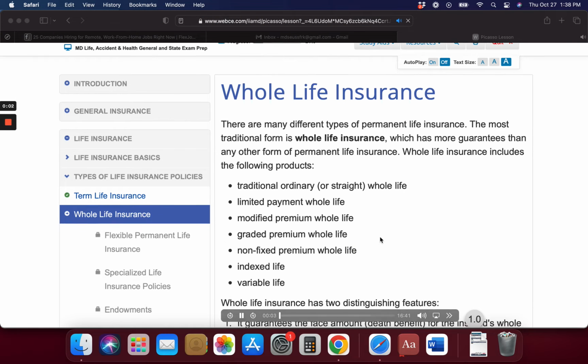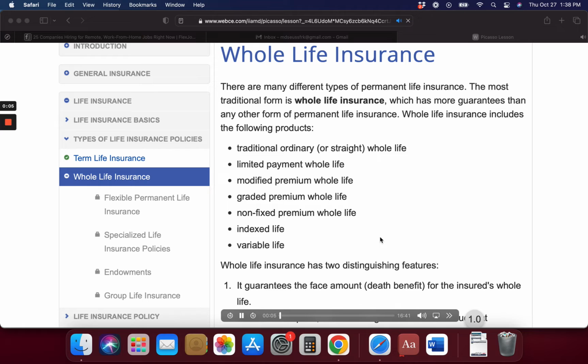There are many different types of permanent life insurance. The most traditional form is whole life insurance, which has more guarantees than any other form of permanent life insurance. Whole life insurance includes the following products: traditional ordinary, or straight, whole life; limited payment whole life; modified premium whole life; graded premium whole life; non-fixed premium whole life; index life; variable life.